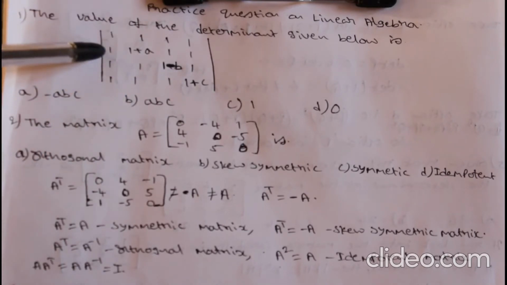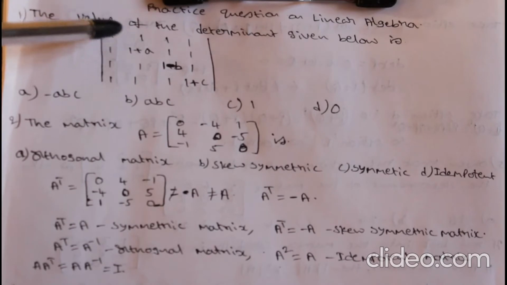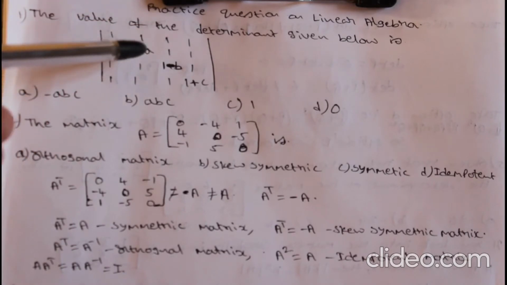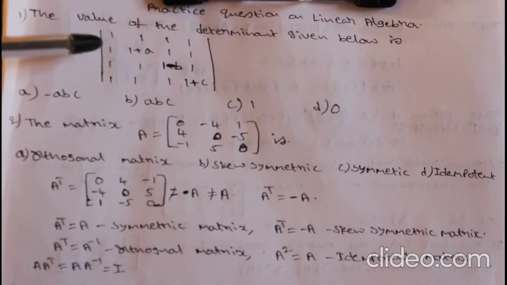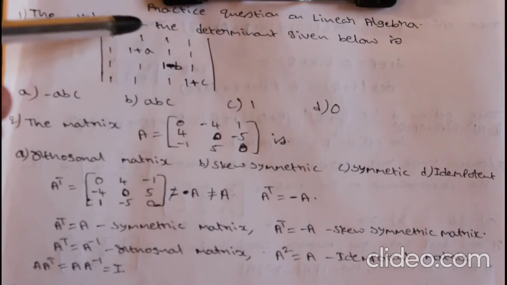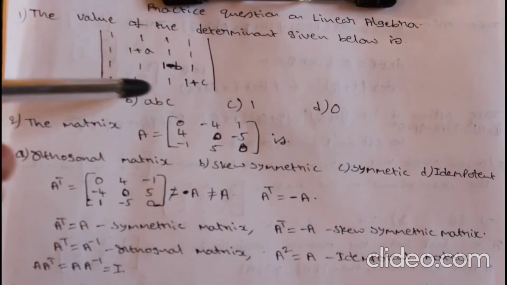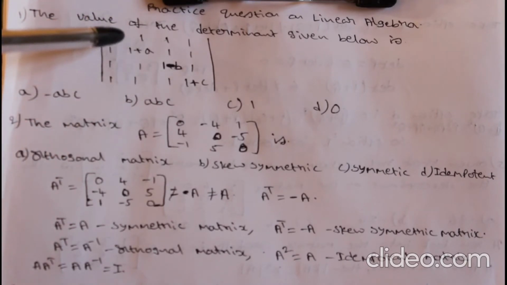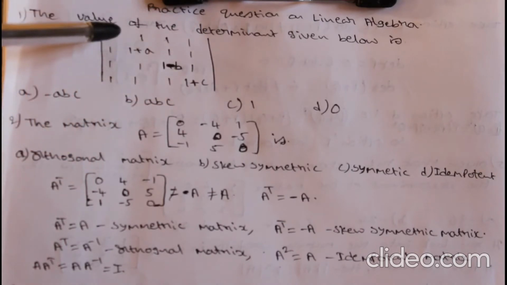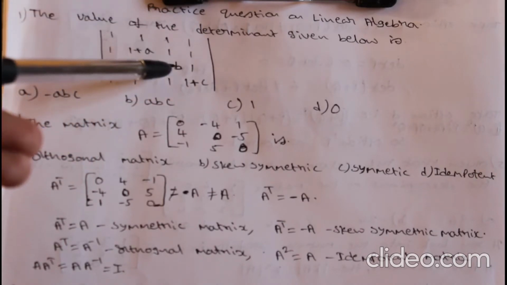Now R2 becomes R2 minus R1. So 1 minus 1 is 0, 1 plus A minus 1 is A, 1 minus 1 is 0, 1 minus 1 is 0. So this element became A. By doing these three row operations, all the elements below the diagonal became 0. So directly this matrix became an upper triangular matrix with diagonal elements 1, A, minus B, C.